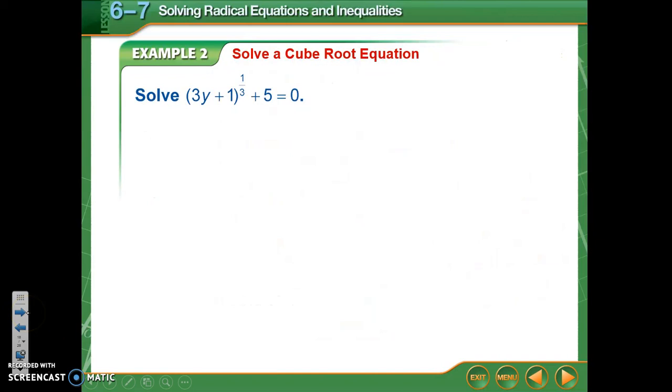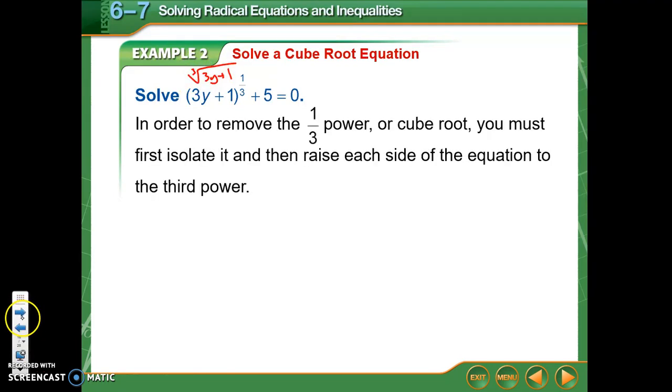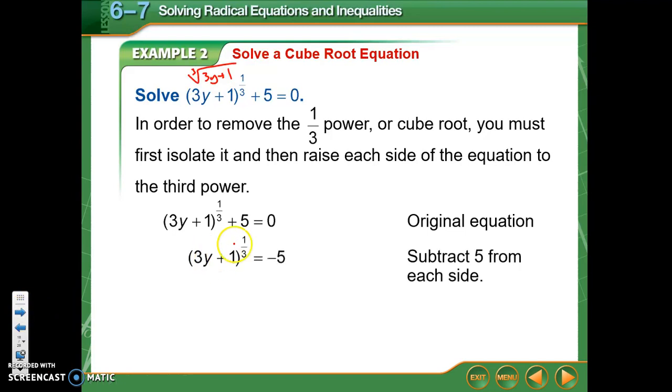All right, let's talk about cube root equations. So here I have the quantity 3y plus 1 to the 1/3. Remember, 1/3 is the same as saying that this is the cube root of 3y plus 1. So we're going to start by isolating the radical. So I'm going to subtract 5 from both sides. That's how we got to this next step.